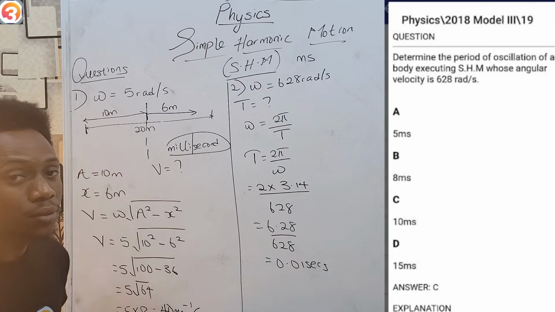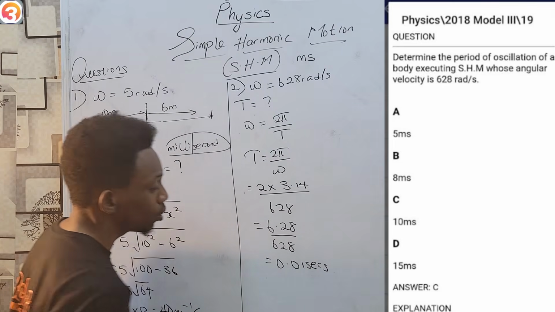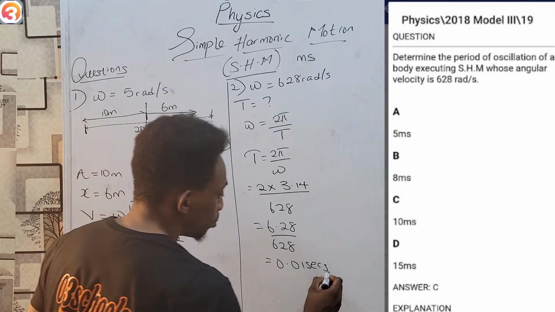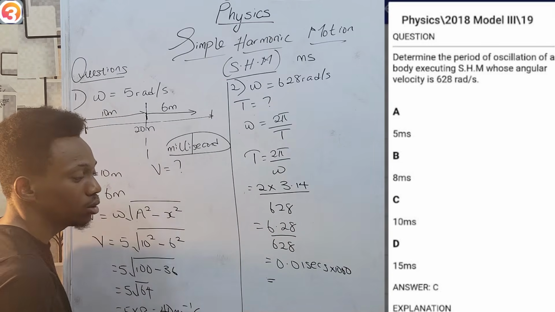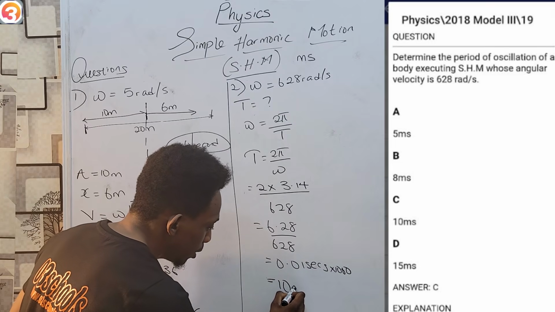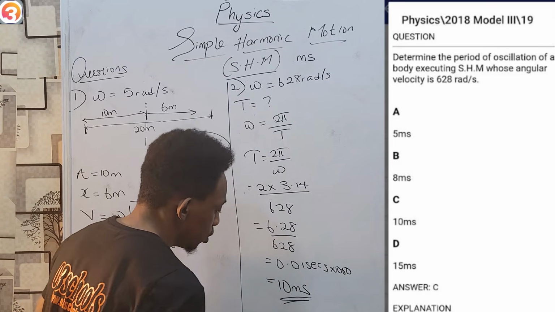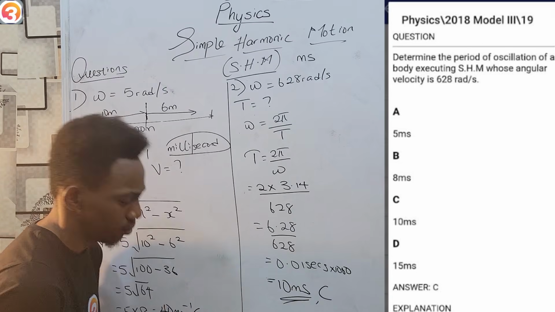That's why I have to ask myself, how do I convert this value from seconds to milliseconds? And to do that is very simple. You multiply by 1000. So 0.01 times 1000 gives me 10 milliseconds. And that would be option C.